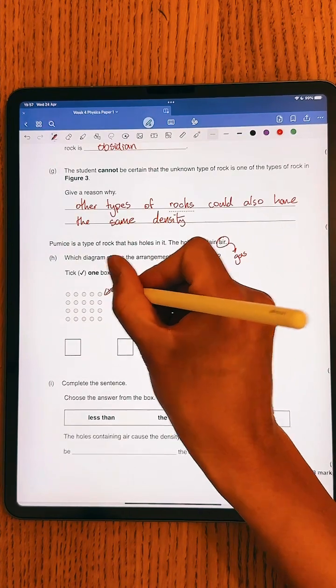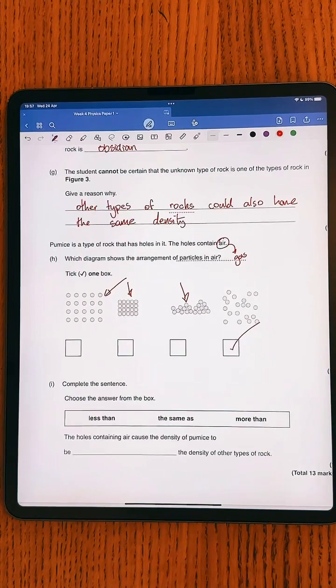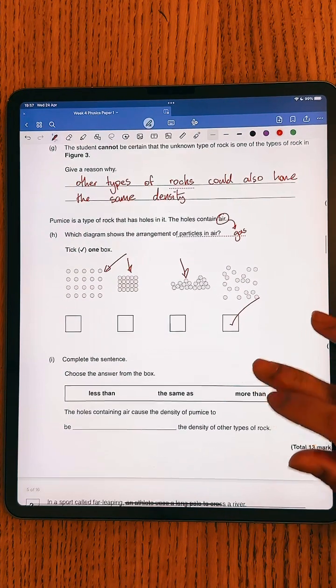These 2 are probably solids because they're arranged regularly. This is probably a liquid. Must be the last one. That's a gas there. Well done. Next question.